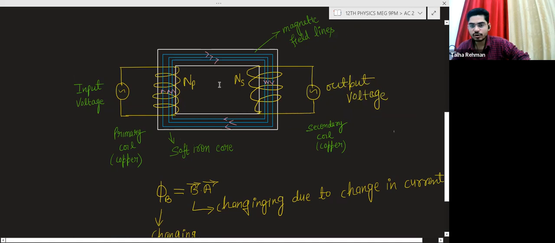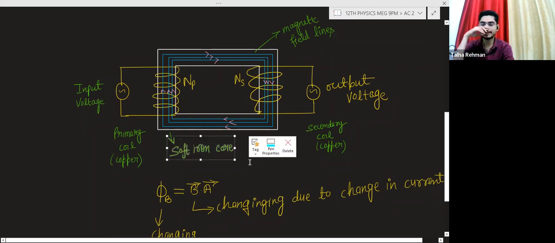So this is the primary coil, the secondary coil. NP is the number of turns in the primary coil, NS is the number of turns in the secondary coil. And basically this white color thing is a soft iron core.